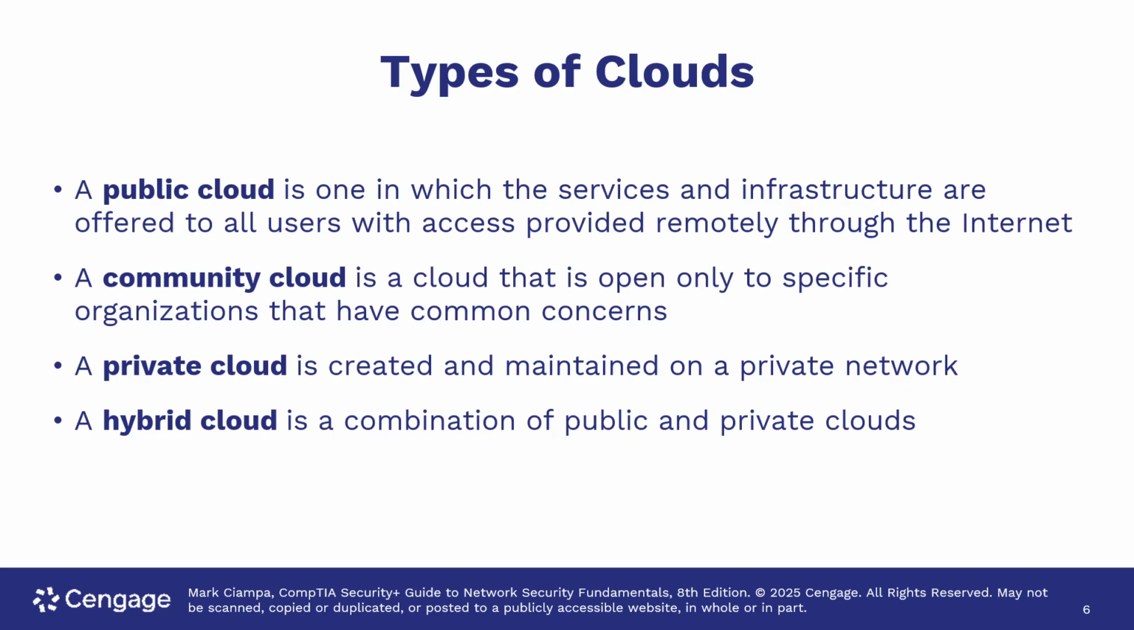A community cloud is a cloud that's open only to specific organizations that have common concerns. Say like the YSU cloud. Years ago, they had the YSU Y Drive. Now it's gone to the Microsoft OneDrive. You have a private cloud, created and maintained on private networks. Your company where you work might have a network attached server or its own little cloud. Or a hybrid cloud is a combination of both public and private clouds.